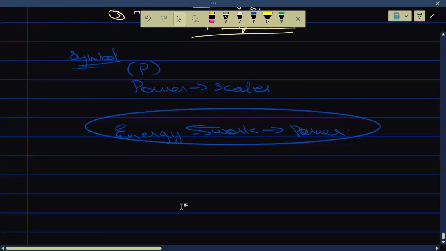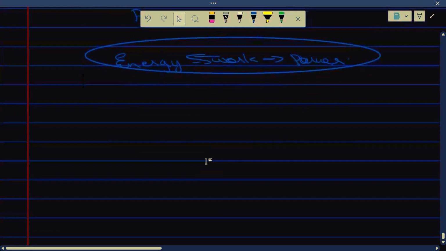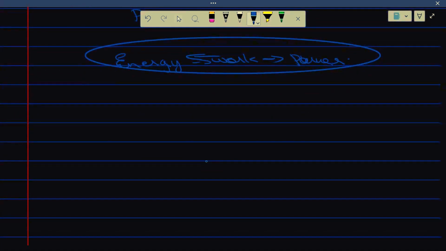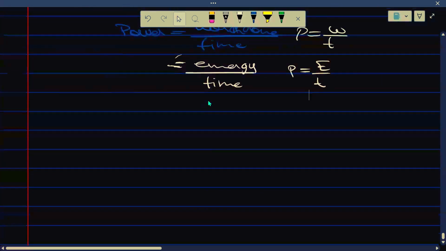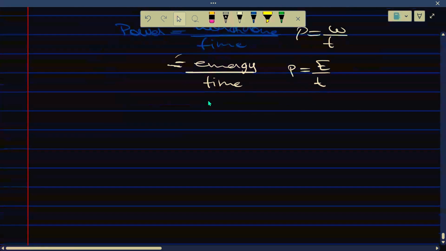Now what is the formula of power? Power is equal to work done upon time. Work done means energy, so we can also write it as energy upon time. Either P is equal to W upon T, or P is equal to E upon T. Both are correct, but we usually write P is equal to W upon T, meaning work done upon time.